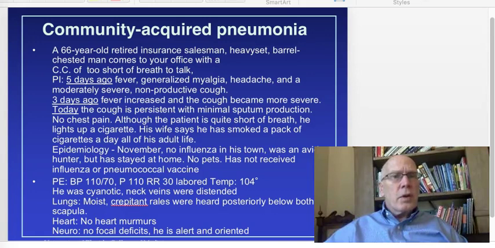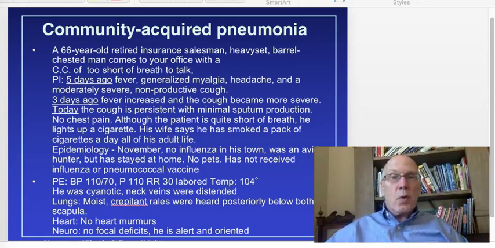A 66-year-old retired insurance salesman, a heavy-set, barrel-chested man, comes to your office with a chief complaint that he's too short of breath to talk. 5 days before you saw him, he had a fever, generalized myalgias, headache, and a mildly severe non-productive cough. 3 days before you saw him, he complained of his fever increasing and the cough became more severe. Today, the cough is persistent with minimal sputum production, no chest pain.